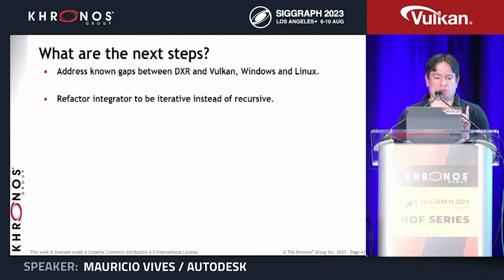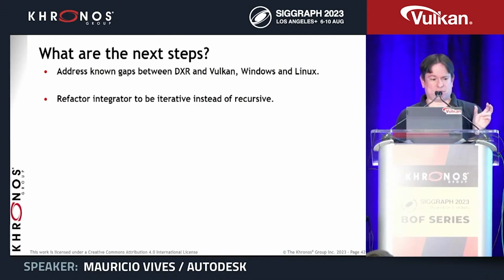One thing that we need to do, and it's kind of an interesting thing, we need to refactor our integrator to be iterative instead of recursive. So our path tracing integrator is actually recursive, but it needs to be iterative. Why? It's a good thing that should help performance, but it also addresses an interesting limitation with some Vulkan drivers where they don't support multi-level recursion, since it's not mandated by the spec.